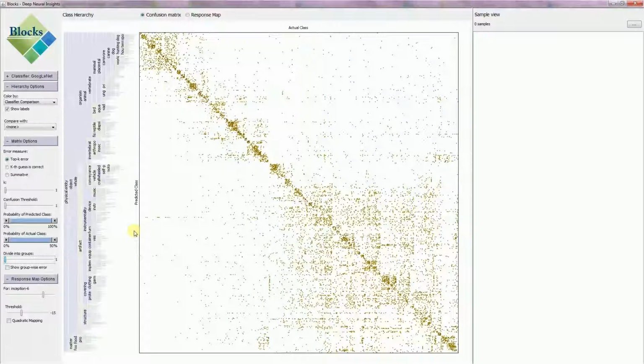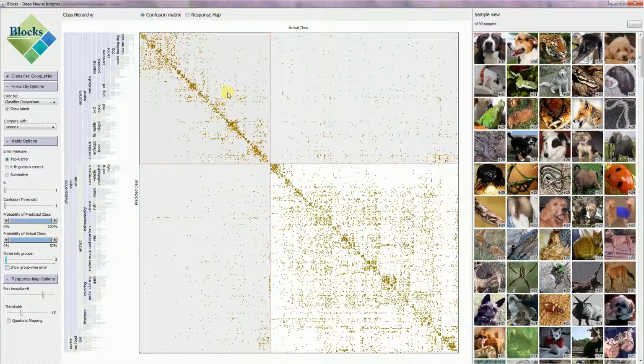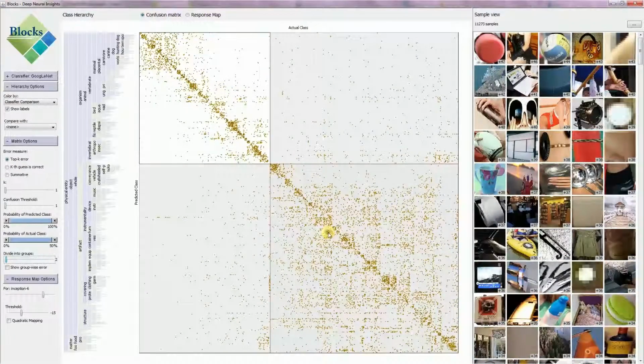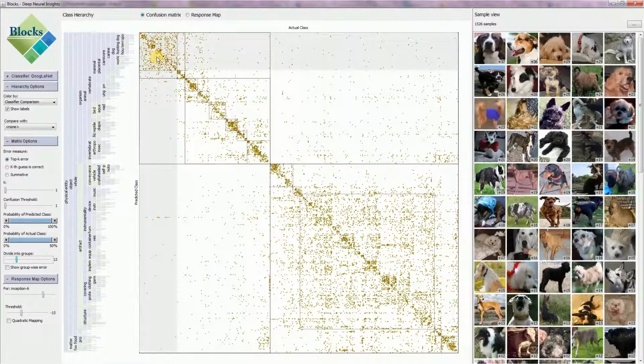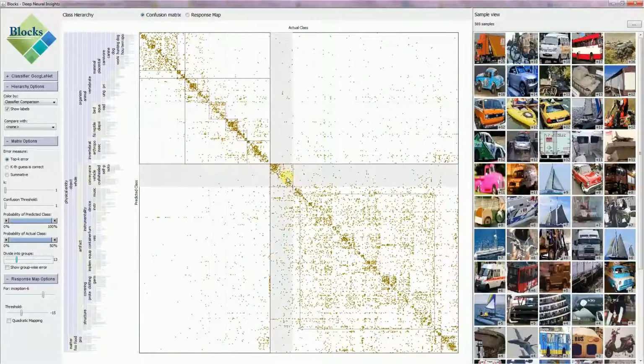Let us observe the confusion matrix between 1000 class categories. There are two major blocks that represent natural objects and artifacts. Let us divide these blocks recursively. The subblocks represent fine-grained groups of similar objects such as dogs, birds, and vehicles.